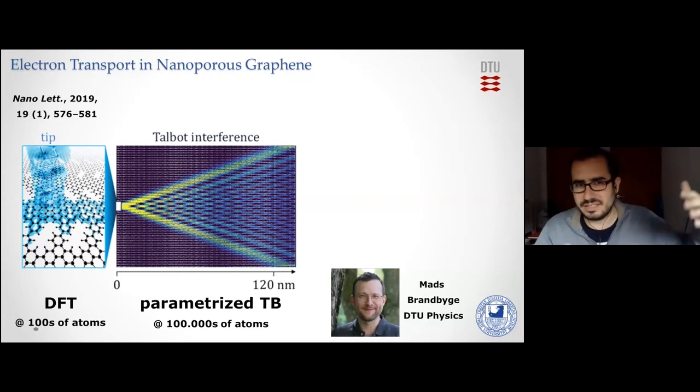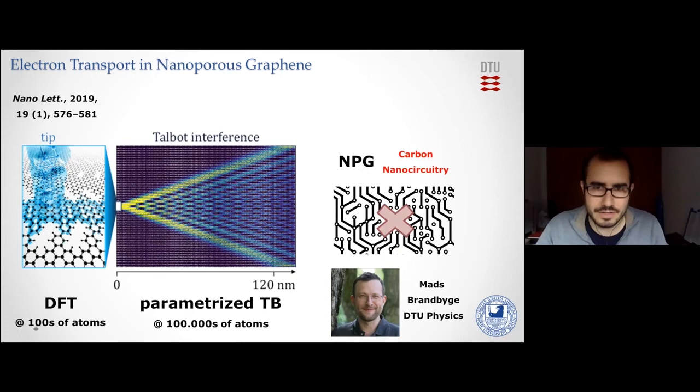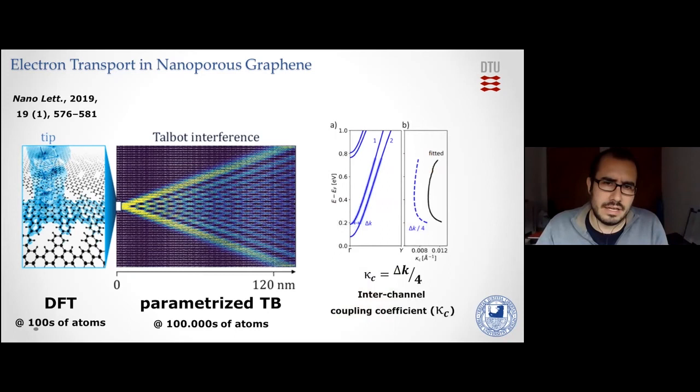And you can see that essentially the currents just spread through the entire thing, forming this so-called Talbot interference pattern. So the conclusion of this is that the nanoporous graphene cannot be used for nanocircuitry, essentially because each graphene nanoribbon does not behave as a single nano-channel for electrons. And they correlated that with the so-called interchannel coupling coefficient, which you can extract from the low energy band structure of nanoporous graphene.